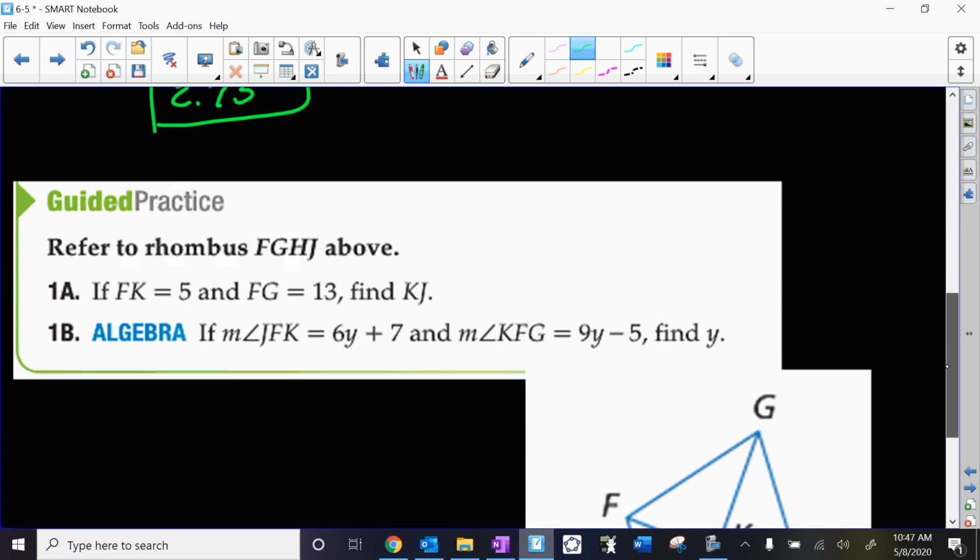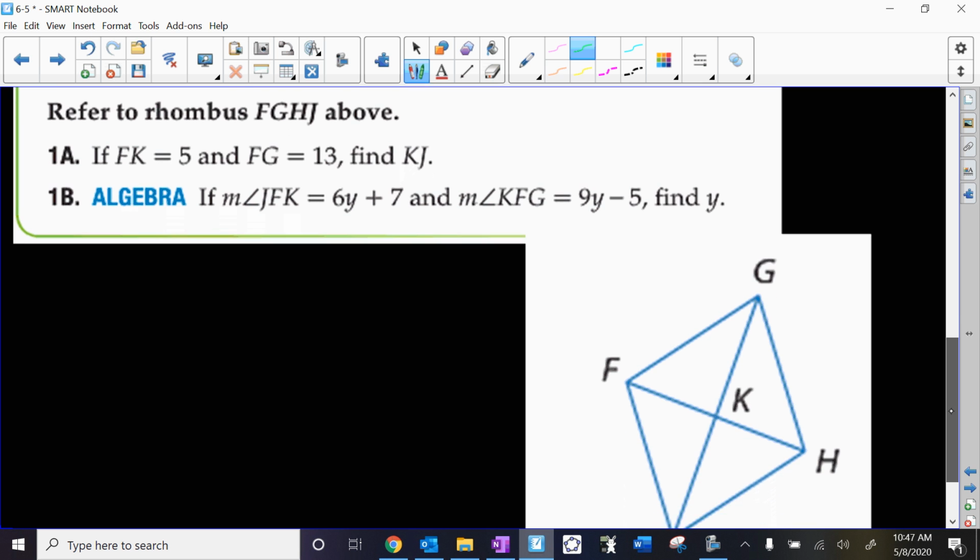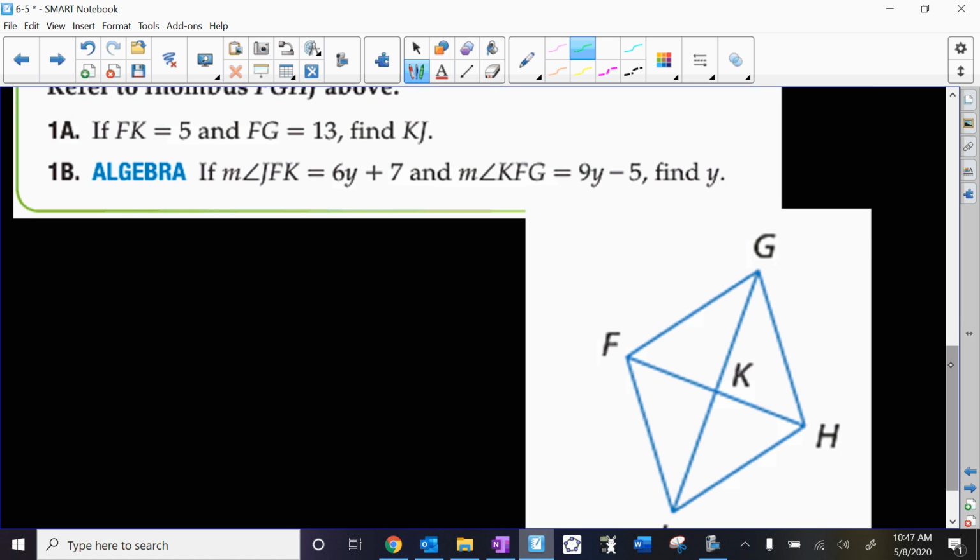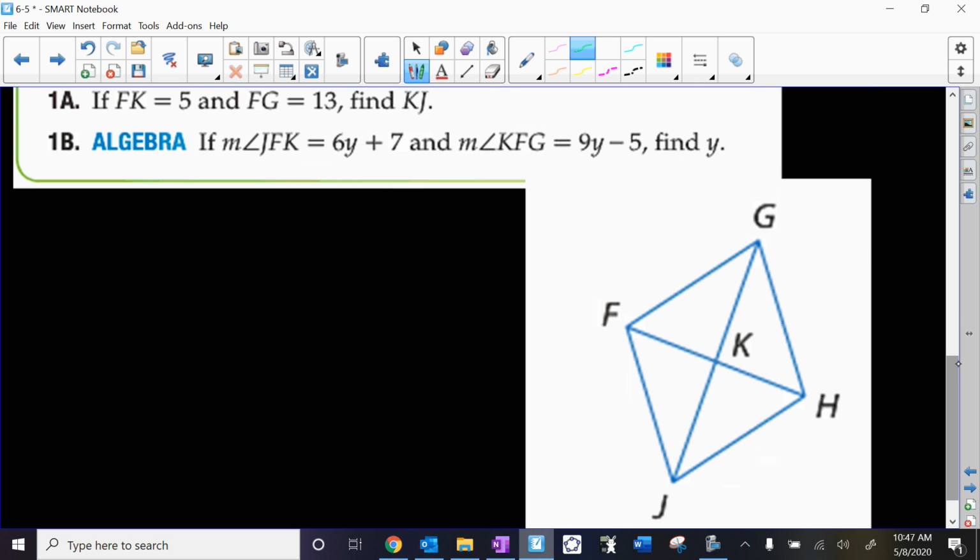I got some more down here at the bottom. Letter A. This time it tells me that FK is 5. FG is 13. It wants us to find KJ. This one's a little tricky. You would want to know that KJ is actually equal to GK, and that you are dealing with a right triangle in here.